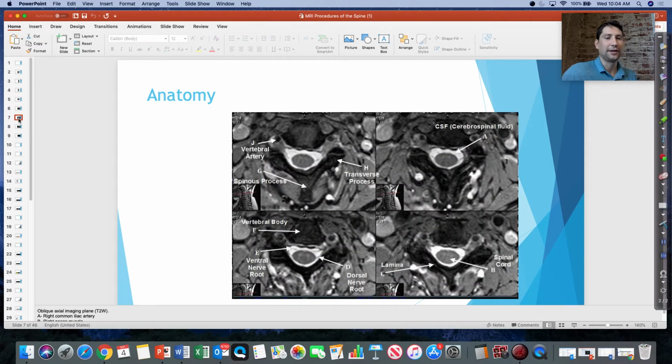Here we have a T2. This is actually a medic. It's to reduce CSF flow artifact, but it's a T2 weighted image. And this is a C-spine. Our vertebral bodies are a lot smaller. You can see the carotids. You can see the vertebral arteries. Spinal cord is hypointense to our CSF.